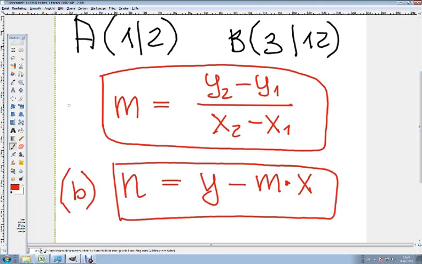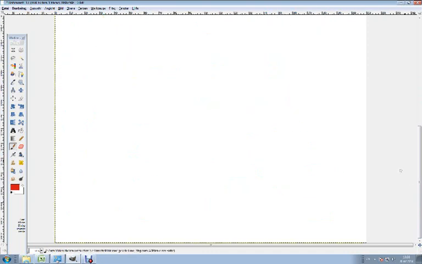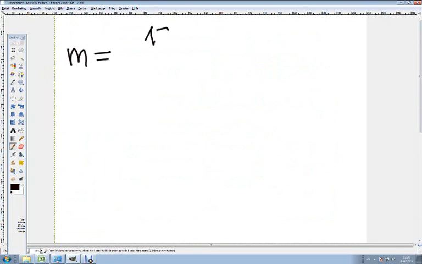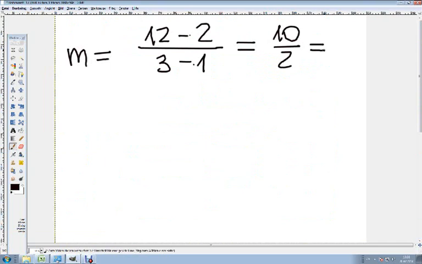Let us say I would like now to compute my m, my slope, my gradient. Excuse me, gradient. I forget all the time, the word gradient is new for me. Normally I use slope. Slope or gradient here would be 12 minus 2 divided by 3 minus 1. So we have 10 over 2, it is equal to 5. 5 is a very easy thing, I hope so.